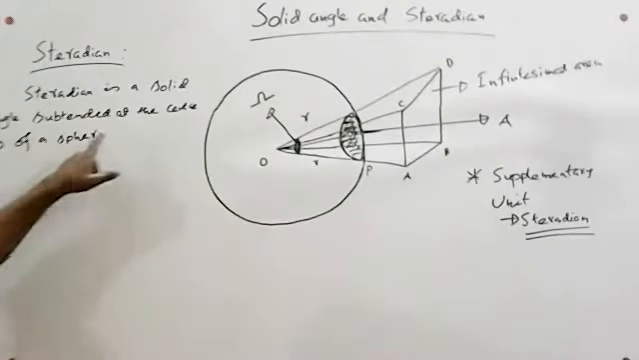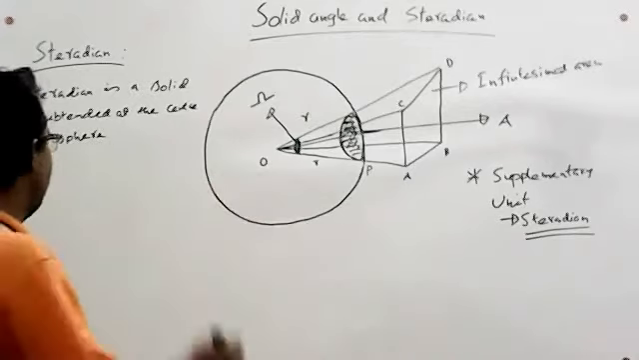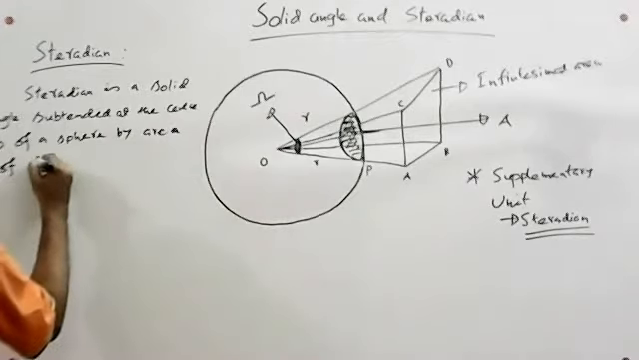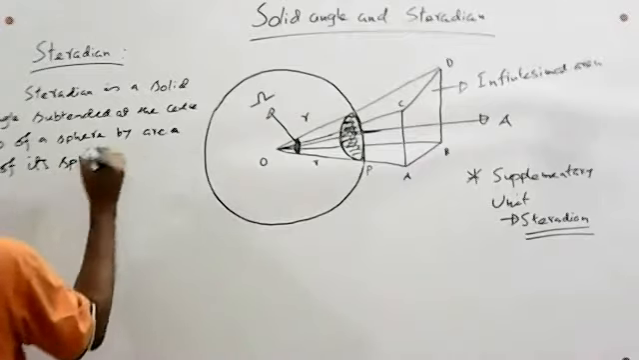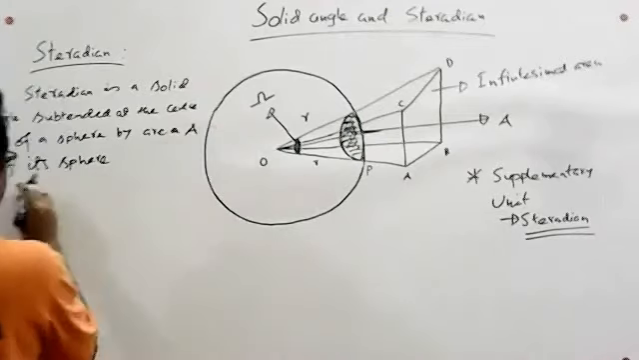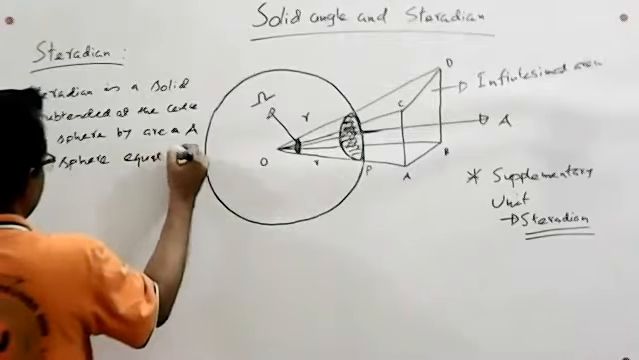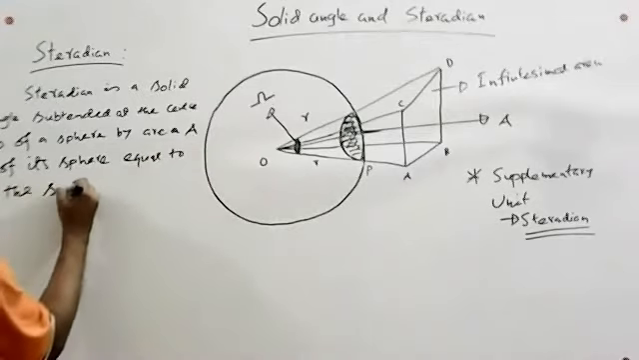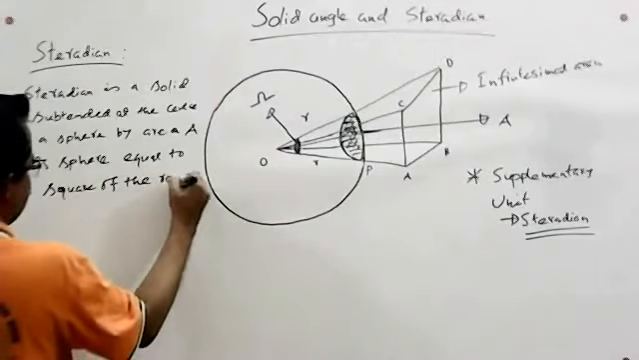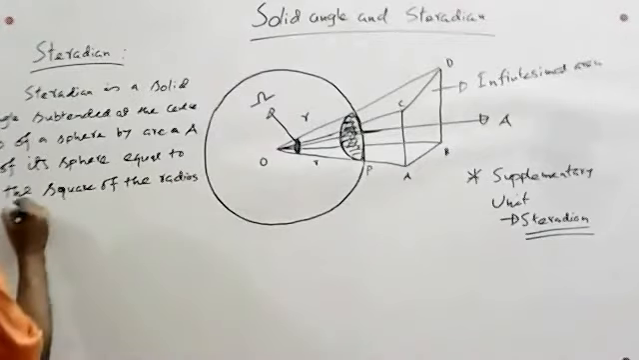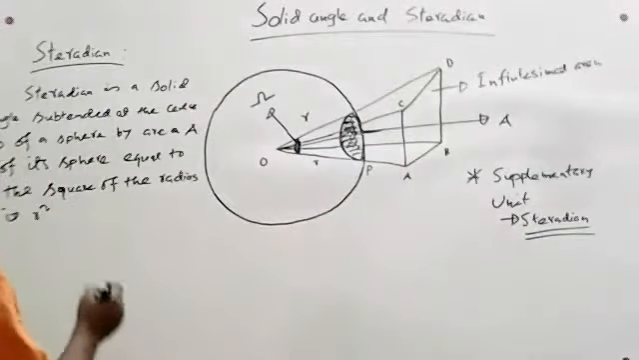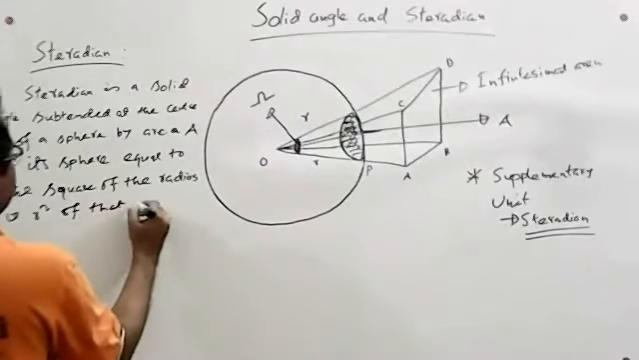Steradian is a solid angle subtended at the center O of a sphere by area A of its surface equal to the square of the radius, that is r square of that sphere.